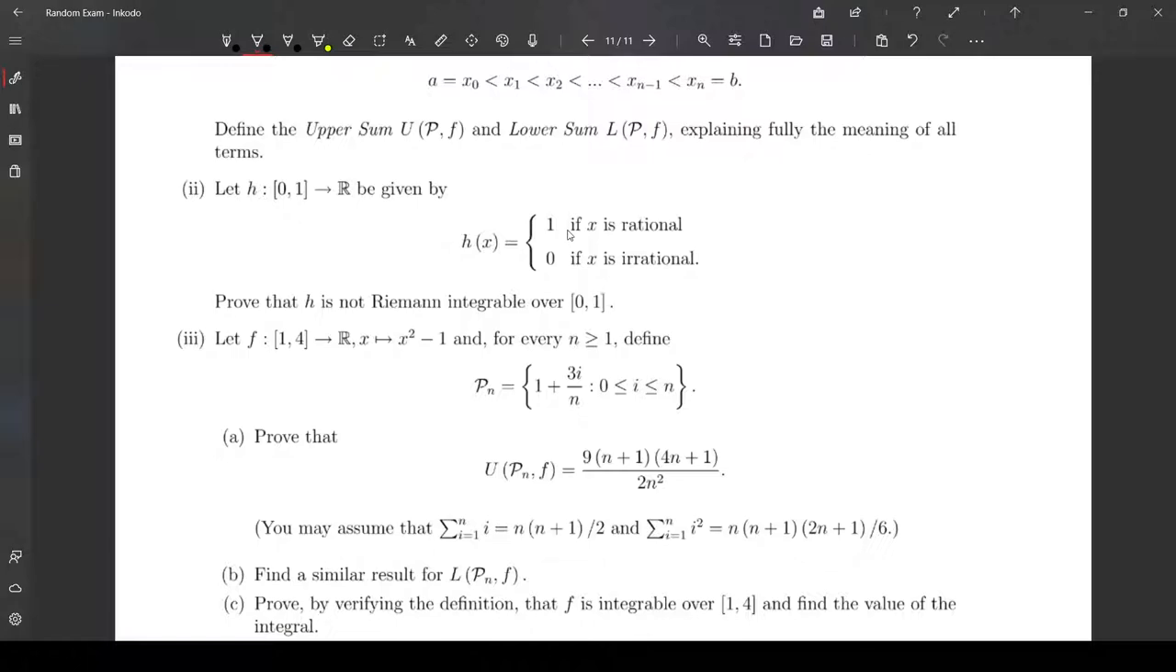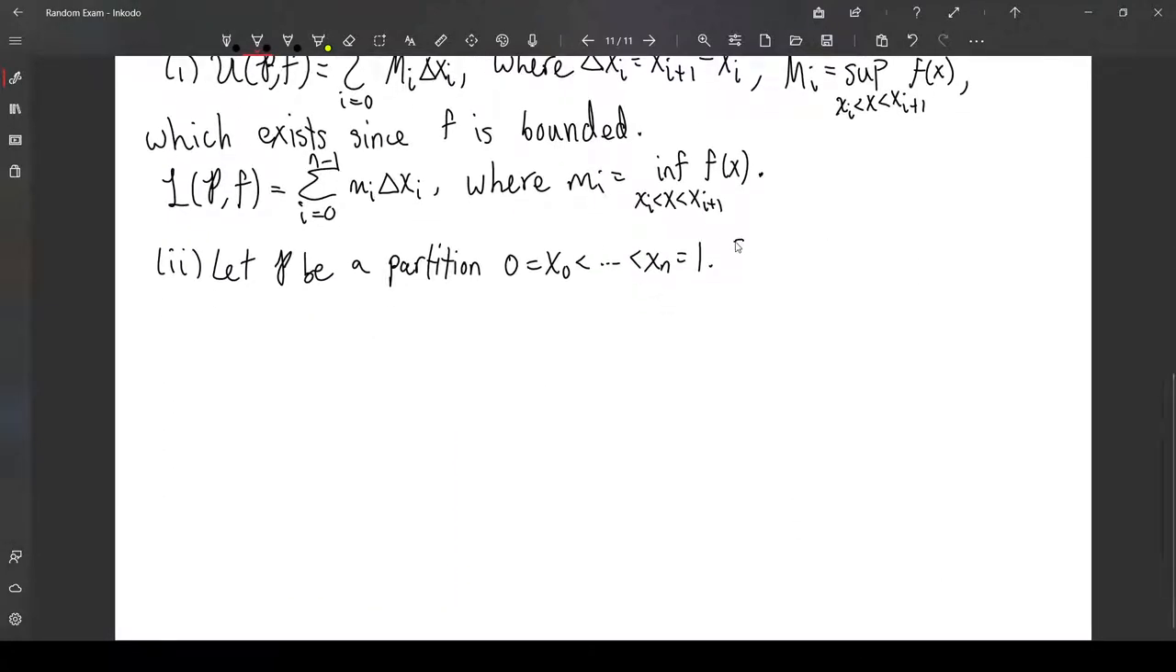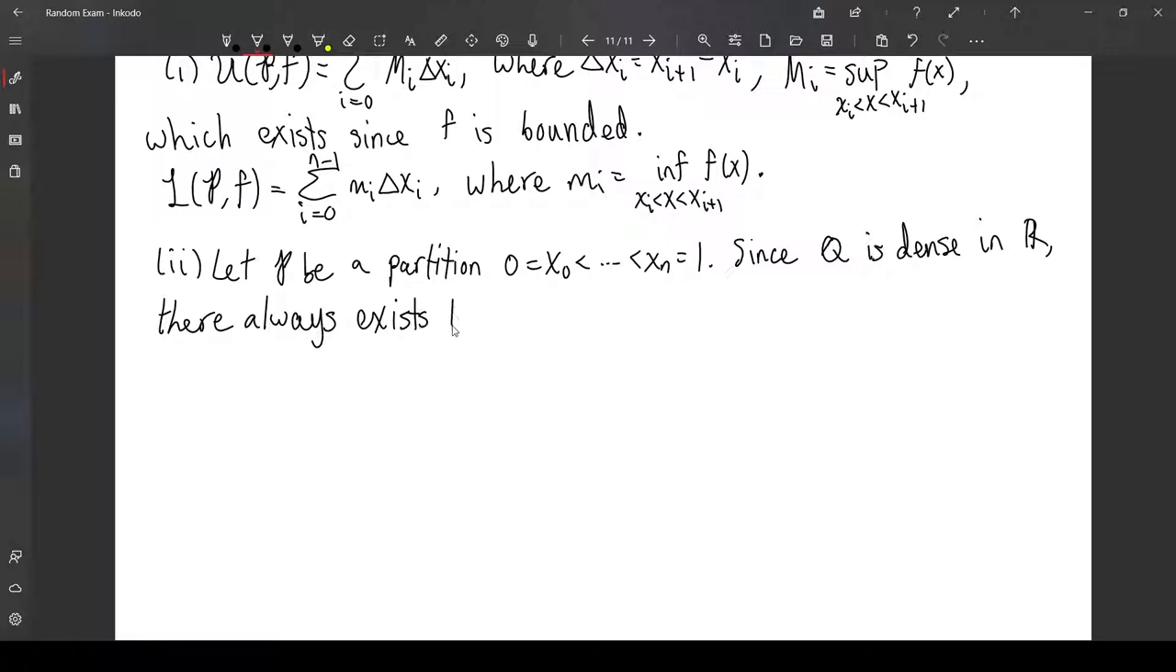So the idea is that since Q is dense in R, there always exists a rational number in the interval x sub i to x sub i plus 1.